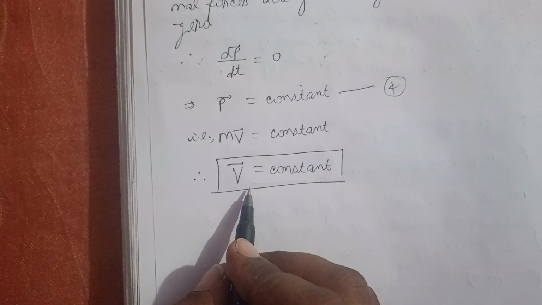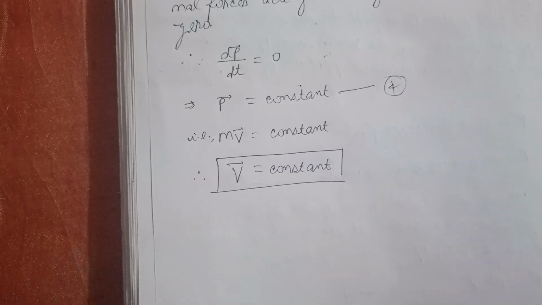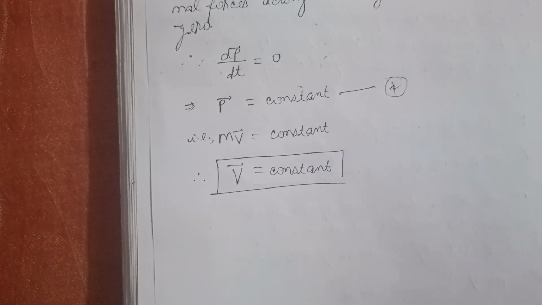Note that equation vector p is equal to constant implies that px is equal to c1, py is equal to c2, and pz is equal to c3, where px, py, pz are the components of total linear momentum vector p along x, y, z axes, and c1, c2, c3 are constants.